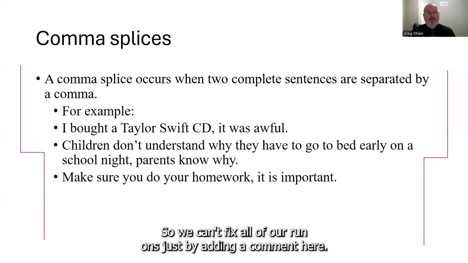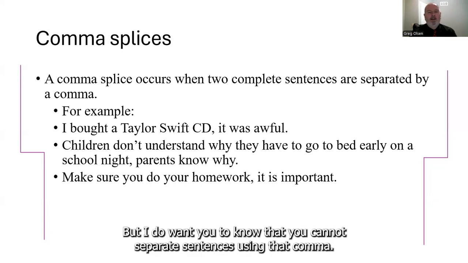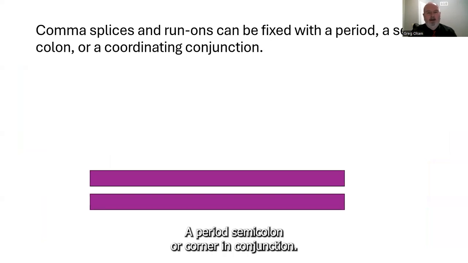So we can't fix all of our run-ons just by adding a comma here. We actually have to either use a period, semicolon, or coordinating conjunction. So we end up fixing run-ons the same ways that we would fix a comma splice. But I do want you to know that you cannot separate sentences using that comma. So we're going to fix them the same way: a period, semicolon, or coordinating conjunction.